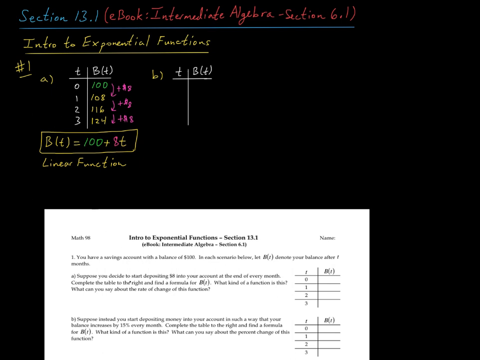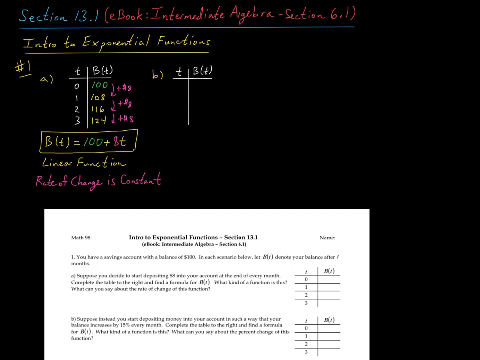Okay. And so for the very last part, it says, what can you say about the rate of change of this function? Well, here, the rate of change is just $8. In other words, it's the slope. So the rate of change is constant. Okay. And that's really what characterizes linear functions. They're the things with constant rates of change. If you just think about their graph, right, month to month, you're just always contributing that fixed dollar amount.